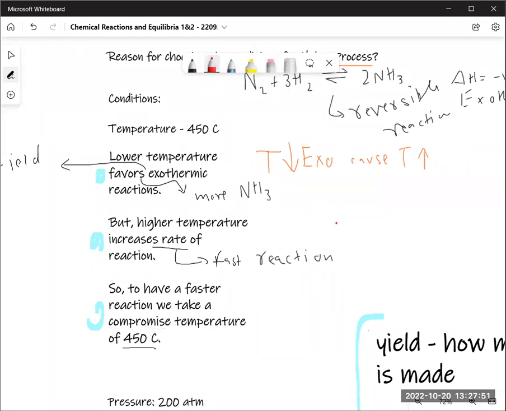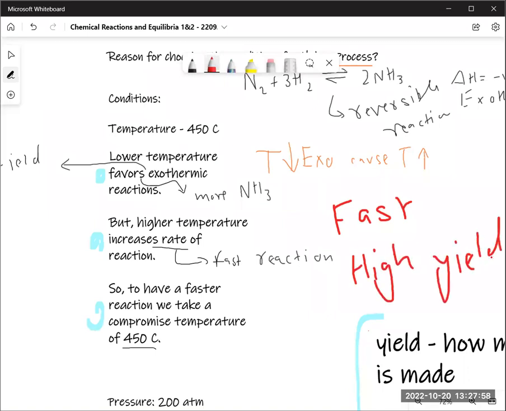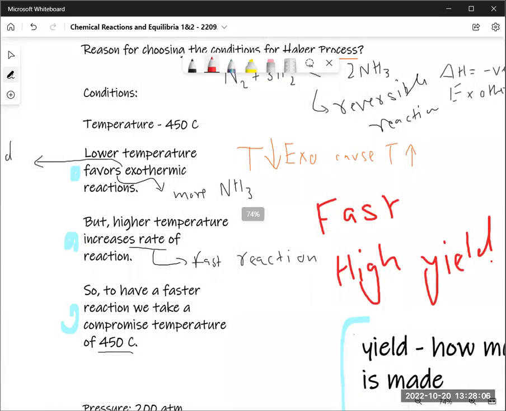We have two options: get either a fast reaction or high yield. Should I get a fast reaction or high yield? The thing is, even if I get a high yield and the reaction is very slow, that doesn't really benefit me because it's very slow. This reaction, Haber process, is very slow. That is why, to make it faster and to have an actual economic profit, you have to increase the temperature and have a compromise between the yield and the speed of the reaction.